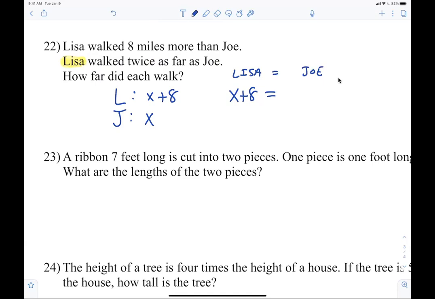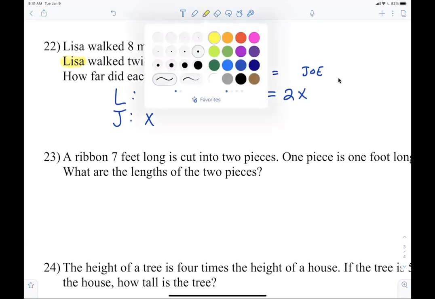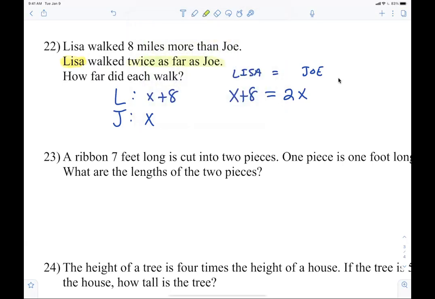Lisa walked twice as far as Joe. So what does twice mean? What is 2 times, right? 2 times what? X. Yes, there you go. Now, please don't just write that down. I want you to think about what we just talked about. Lisa is twice as far as Joe. Does everybody agree with that? So Lisa is X plus 8. Joe is 2X. Does everybody agree with that? Why? Because it says in the problem, watch right here, please. Twice as far as Joe. You see it now?